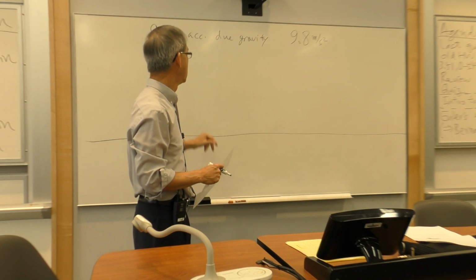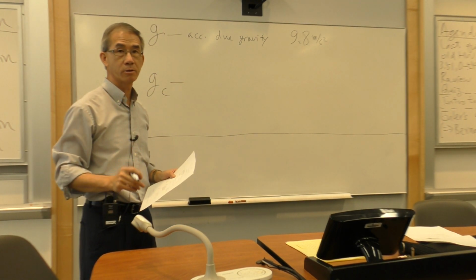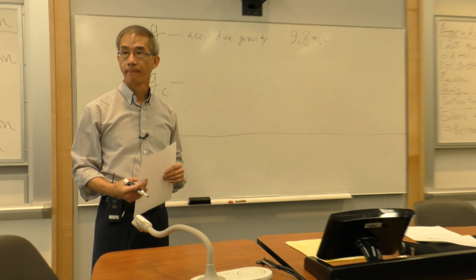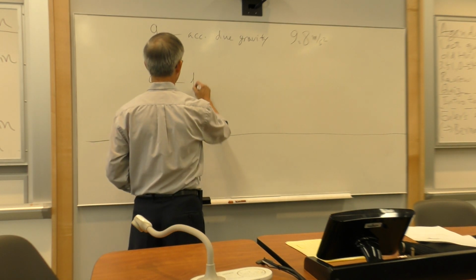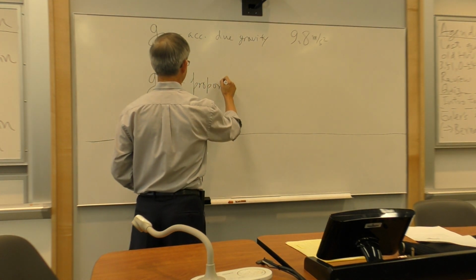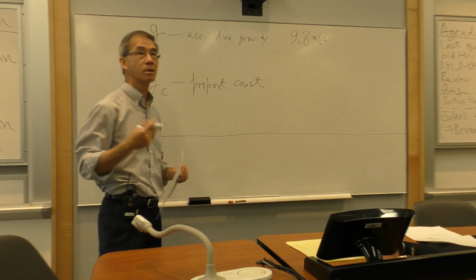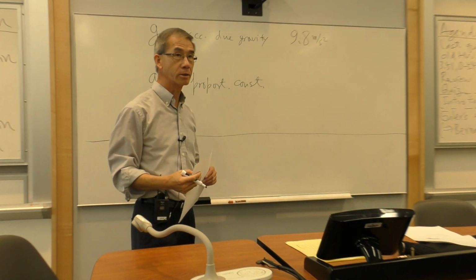What is G sub C? What does it really mean? If I put a short question and ask, tell me what's G sub C, what would you say? Proportionality constant. Yes, that's what I want to hear. Proportionality constant. It comes about because F is proportional to MA. F is not equal to MA.